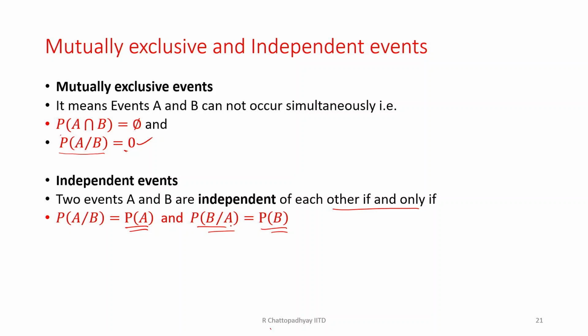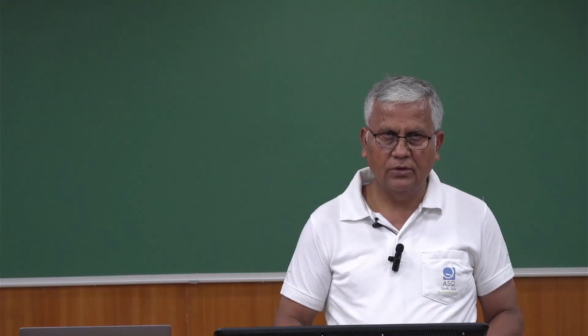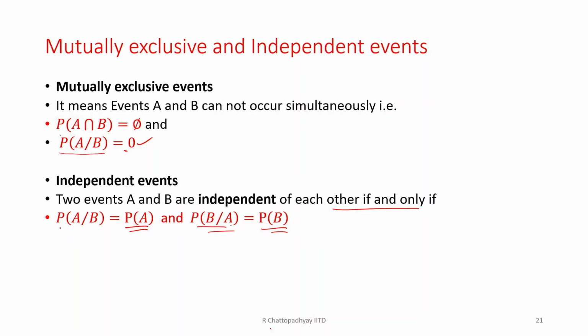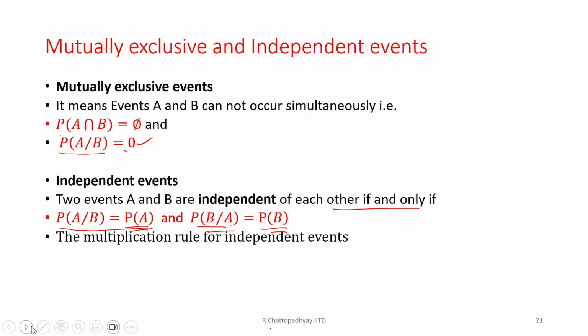That means given A has occurred, the probability of B happening will be P(B), because the occurrence of event A has no consequence on the occurrence of event B. Then only they are called mutually independent events. And when we write them mathematically, we write that P(A given B) is P(A), or P(B given A) is P(B). So the multiplication rule for the independent events will be P(A intersection B) is P(A) into P(B), because the two events are independent.